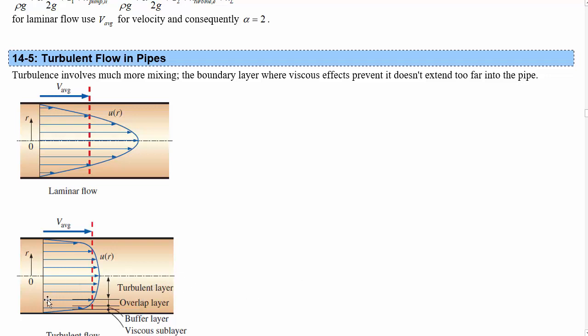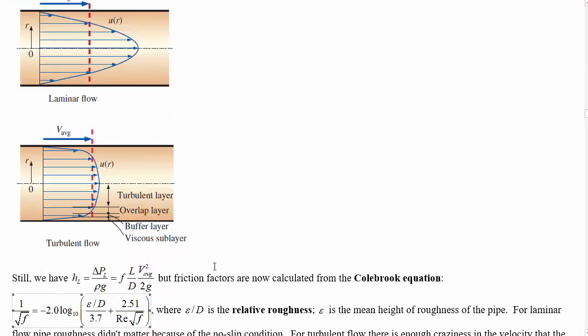So here is what the velocity profile in fully developed turbulent flow looks like. You can distinguish between a viscous sublayer, a buffer layer, an overlap layer, and what's called the turbulent layer, where you've got all these intense vortices and lots of mixing. The viscous effects are most important the closer you go towards the walls in this viscous sublayer.